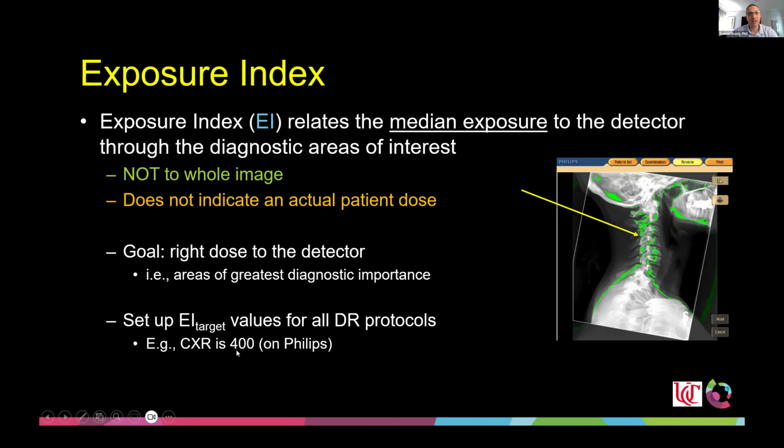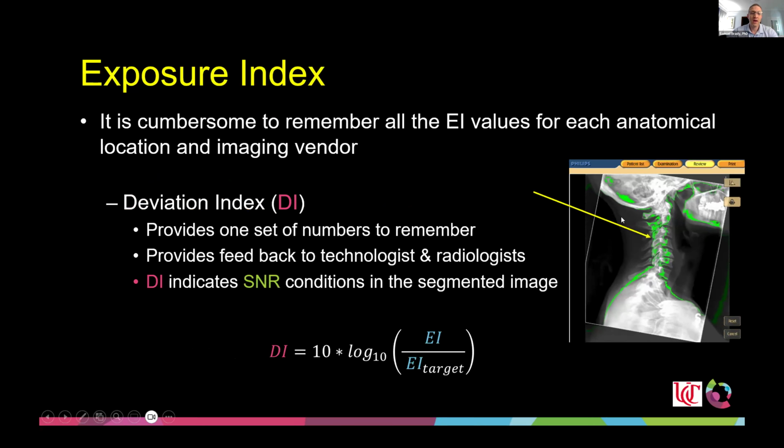EI value. And that can be difficult to memorize, all of those values, to know if your exposure for this one patient was appropriate. Because of that, they've come up with something called the deviation index. The deviation index, or DI for short, is a simple mathematical equation that takes the EI value measured for the patient you just imaged and divides it by the target value that's programmed into the machine. So you don't have to remember the target values. You don't even have to know if the EI was accurate. All you need to know is if the DI value was appropriate.